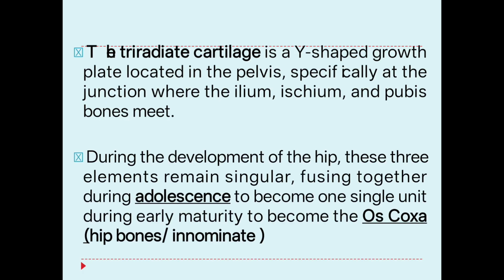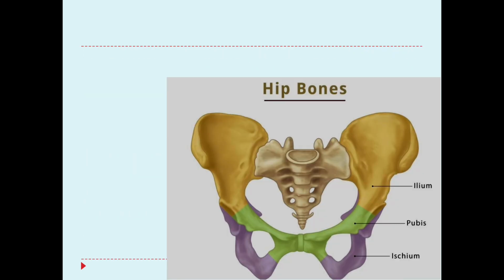Yes, during the development of the hip, these three elements, which are ilium, ischium and pubis, remain separate, fusing together during adolescence to become one single unit during early maturity to become os coxa, a hip bone or innominate bone. Innominate bones.